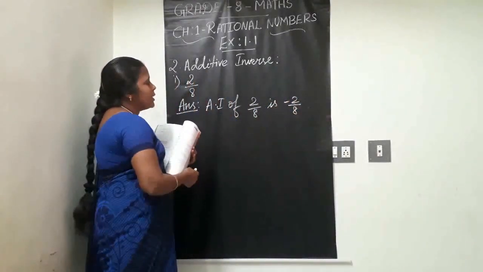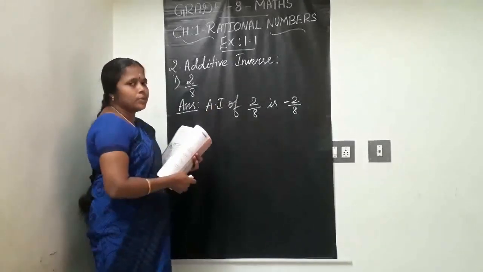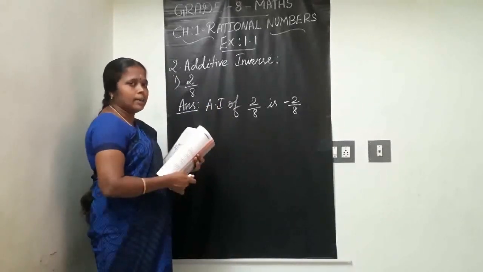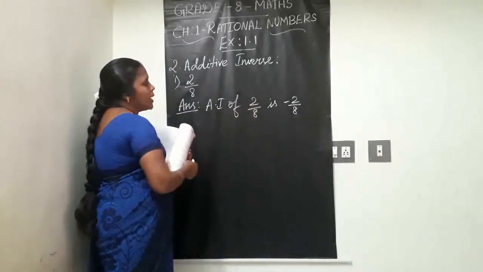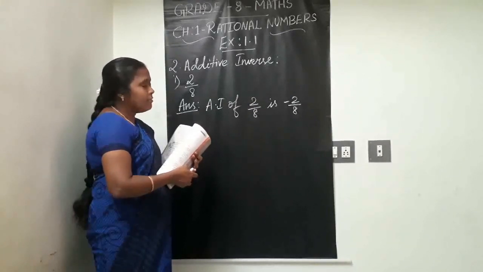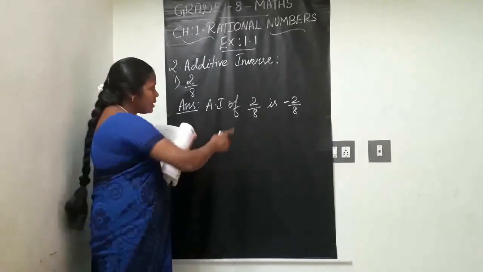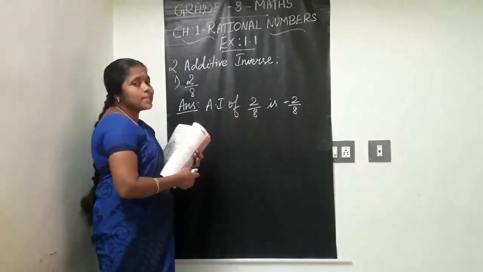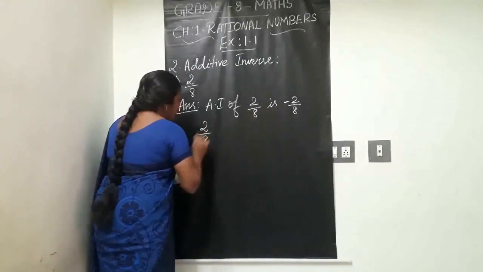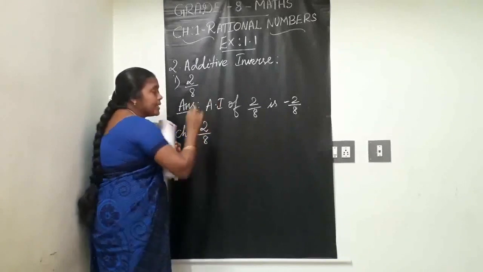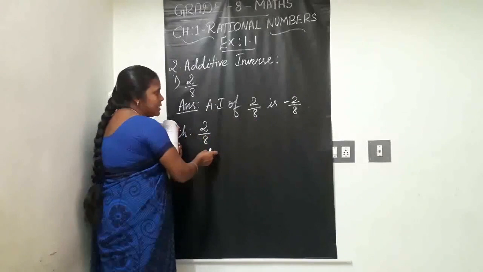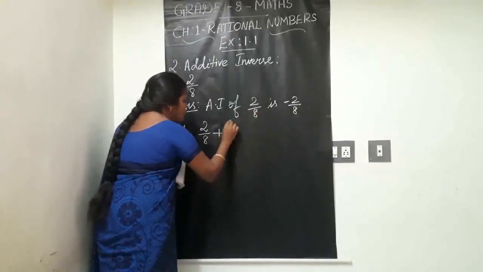For the first question, let me prove how both are additive inverses of each other. For the remaining questions, you can write the answer only. Clear? Now I am going to prove how both are additive inverses of each other. For that, I explained in the last class itself. In which way? If you add both, you must get the answer as 0. This is checking whether our answer is correct or wrong. The question is 2/8, and its additive inverse is minus 2/8.